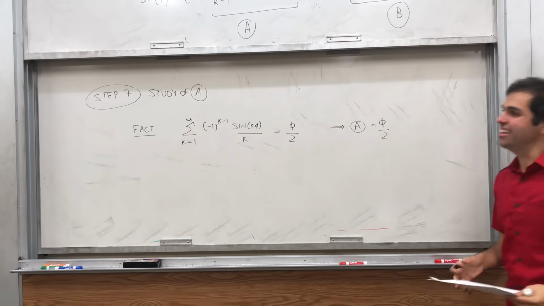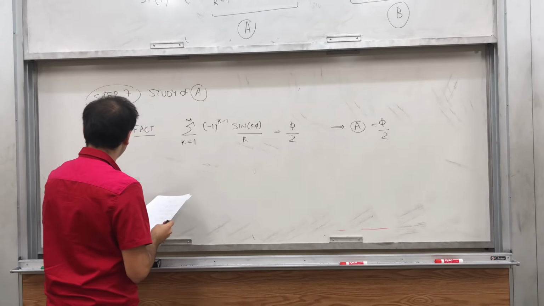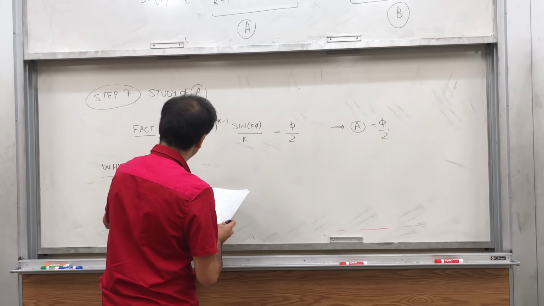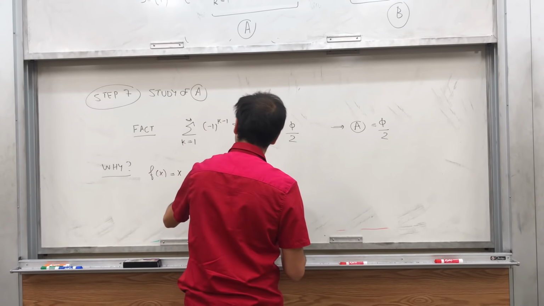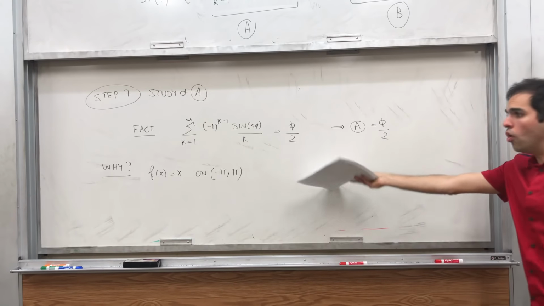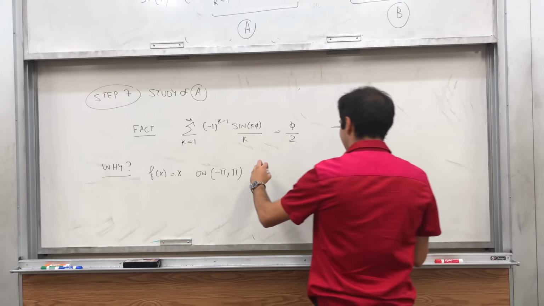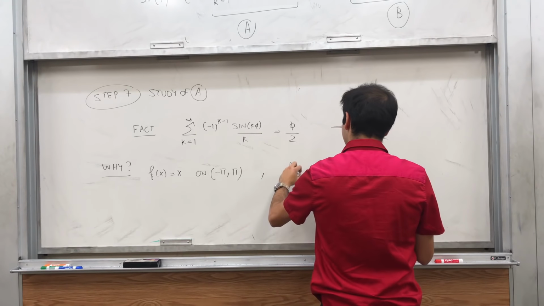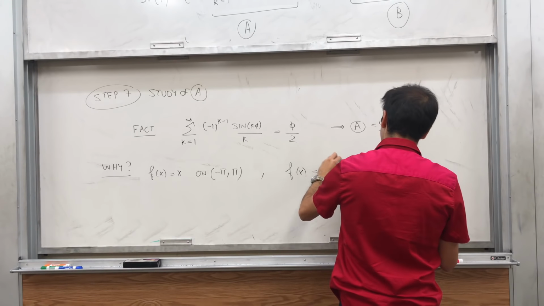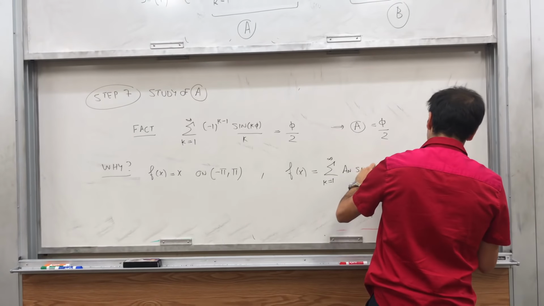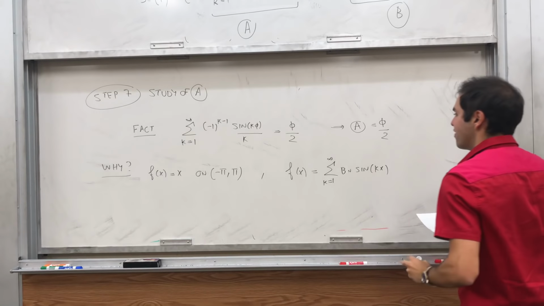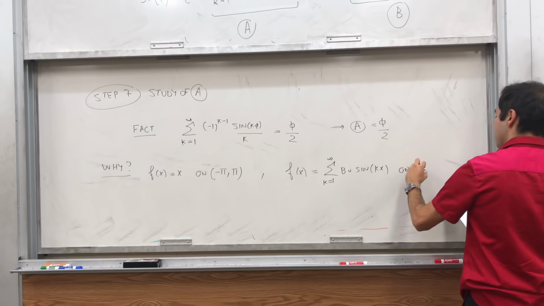Why is that true? It's kind of beautiful. Take one of the simplest functions you know of, which is f of x equals x. Consider f of x equals x on the interval minus pi to pi. Then we know that f has a Fourier sine expansion. So f of x equals the sum over k from 1 to infinity of b_k sine of kx on minus pi to pi.